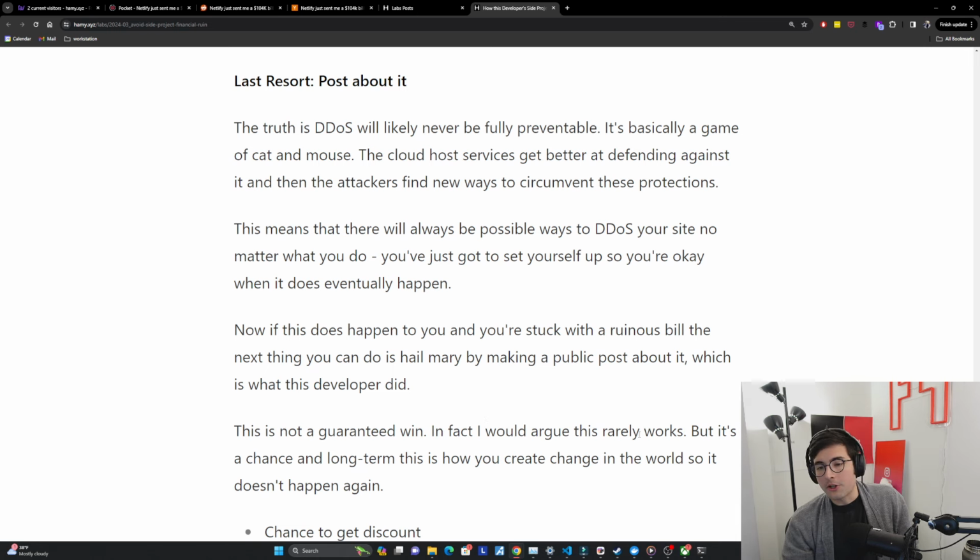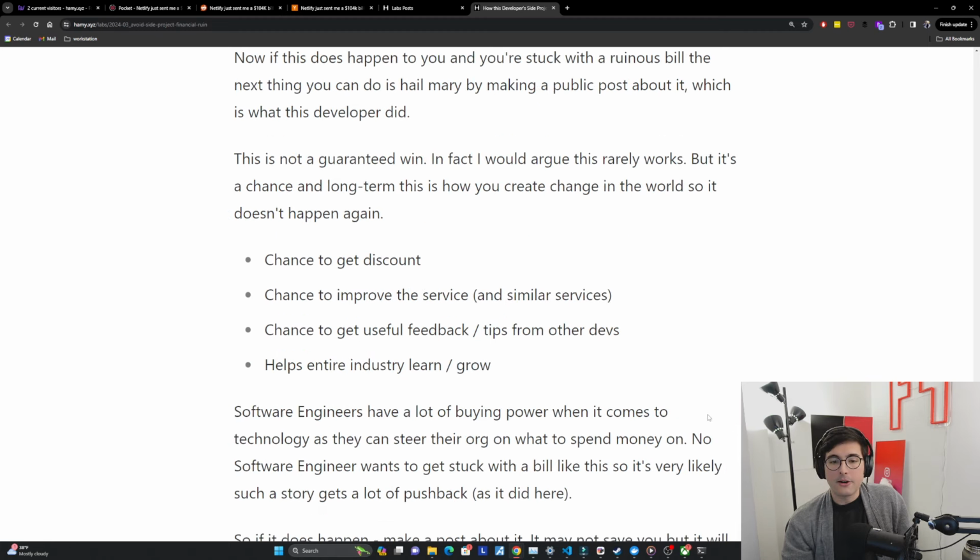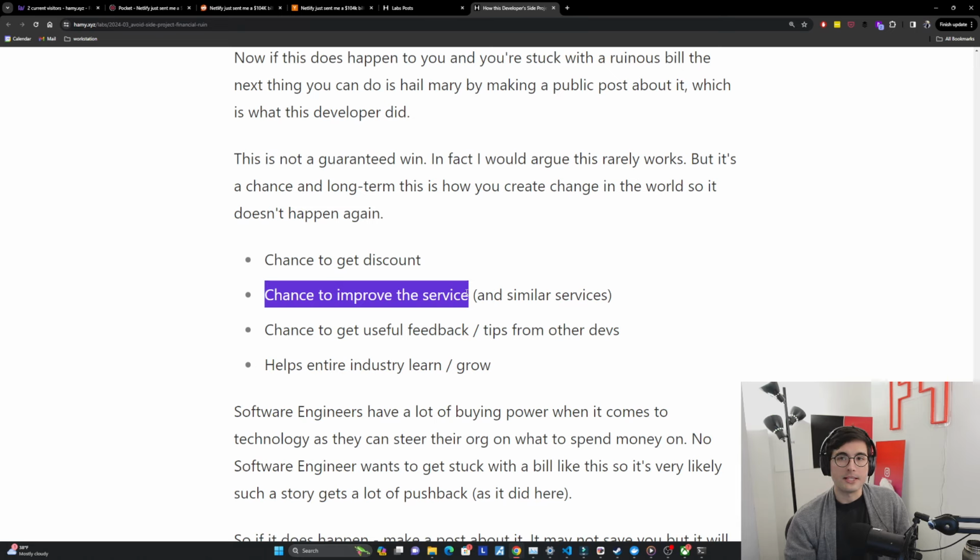In fact, I would argue that this actually rarely works, but it is a chance. And long-term, this is how you create change in the world so it doesn't happen again. And basically the clear outcomes of writing about this and sharing it online are: one, you get a chance to get a discount, as we saw here. Two, you get a chance to improve the service so it doesn't happen to you again, and similar services so that they can all pressure each other to get better at this thing.